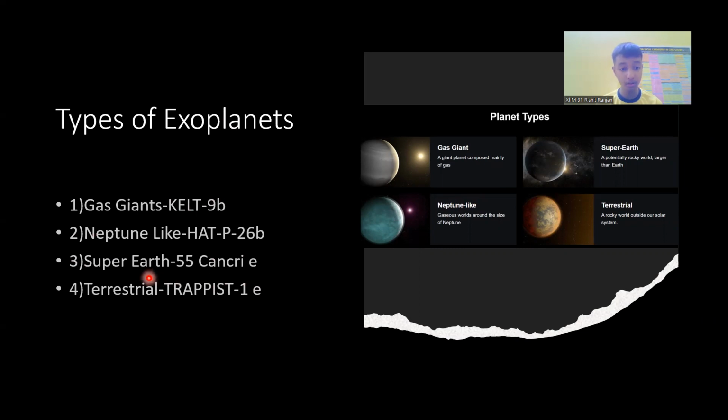The third kind is super Earth. One of the examples is 55 Cancri e. A super Earth is a potentially rocky world larger than Earth. And the fourth kind is terrestrial, a rocky world outside our solar system. There's a big difference between super Earth and terrestrial, which is according to the size of both.